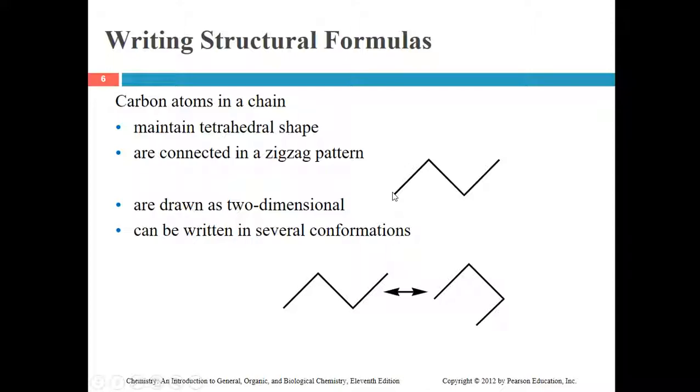So this end represents a carbon, this turn represents a carbon, this end represents a carbon, this corner or end represents a carbon, and this is another carbon. So you count that up: 1, 2, 3, 4 carbons. Well, we know the prefix for 4 is but, and we are told that this is an alkane, so this is going to be butane.